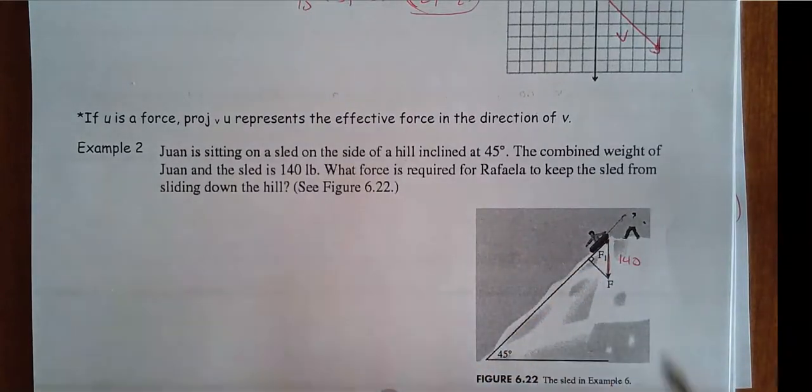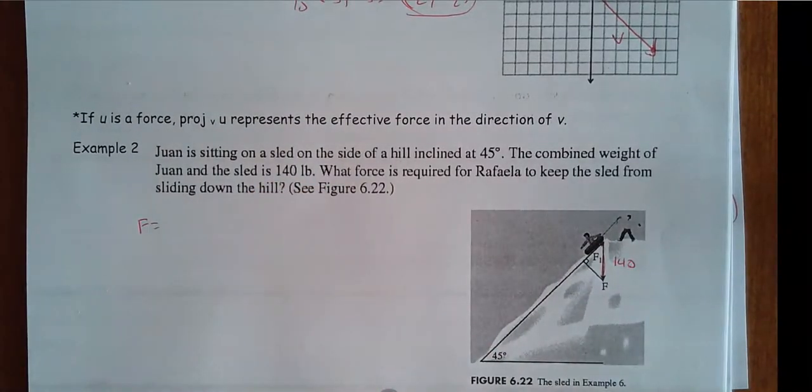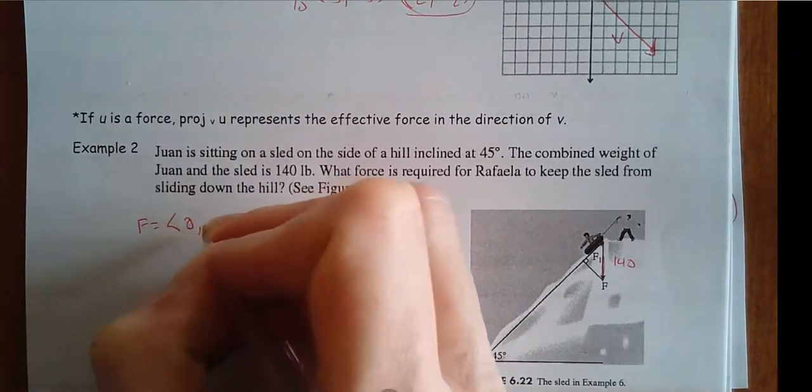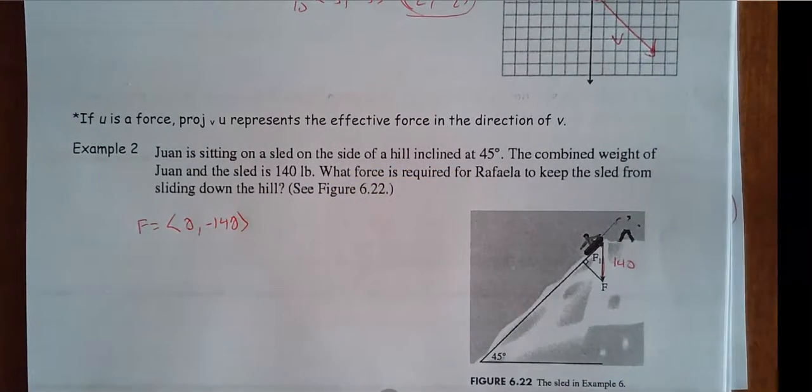Okay, so let's name some stuff here. So here's F pointing straight down. F would be its force and a magnitude. It's going straight down, so it's going right 0, down 140. So I think of this as 0, negative 140 in component form. So that's the force being pulled down.